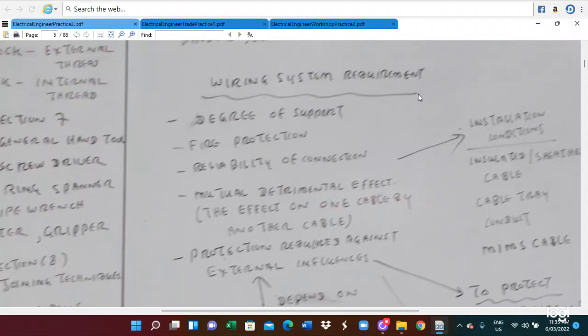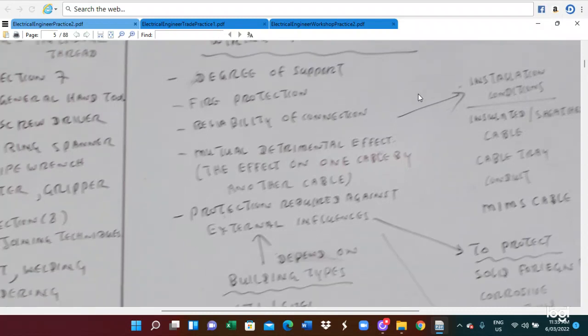In the meantime, we also need to provide fire protection, especially if you run the wire to the boiler. We also need to provide appropriate fire protection, and also the conductivity. You also have to highlight the flexibility, how the conduits will be connected and how the wire will be joined. Those things also have to be considered.